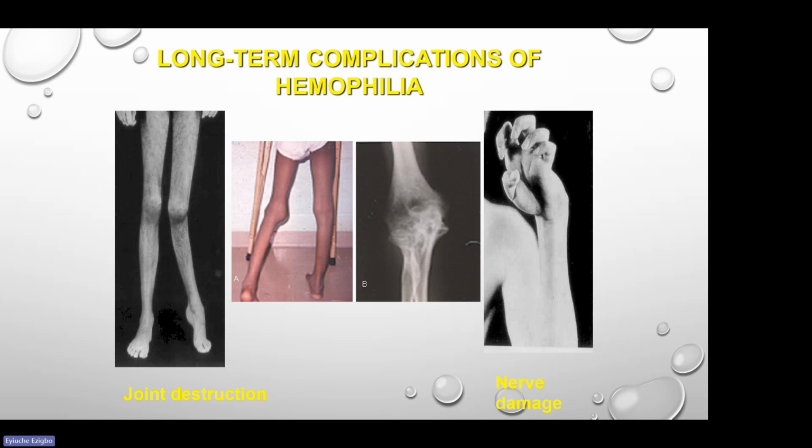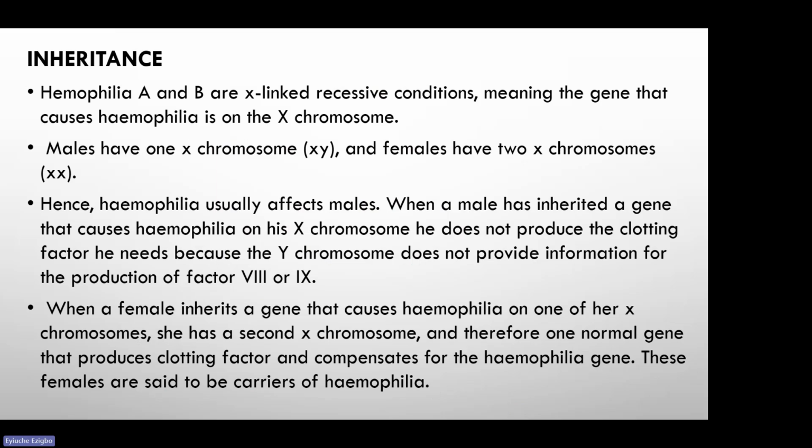You can see the abnormalities and the destruction of bones, the joints, and the nerves can also be affected. You can see this hand here. So these are some of the long-term complications of hemophilia. That's why, when managing a hemophilia case, you don't delay administering the factor 8 they need, because without that they can develop some of these complications.